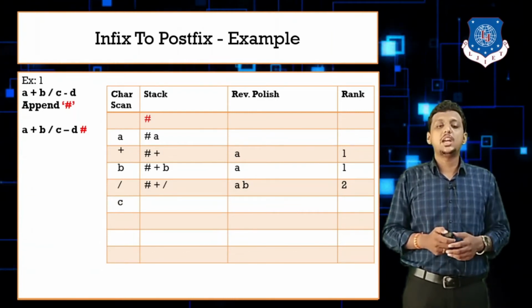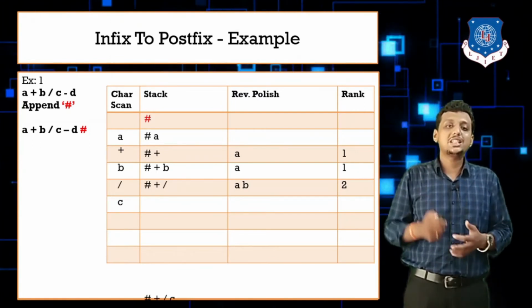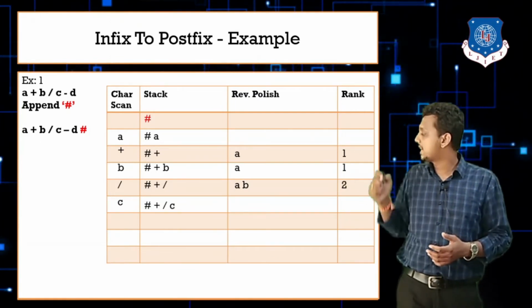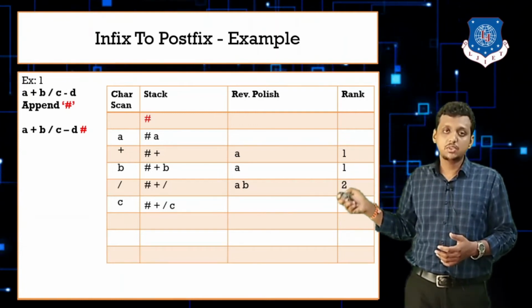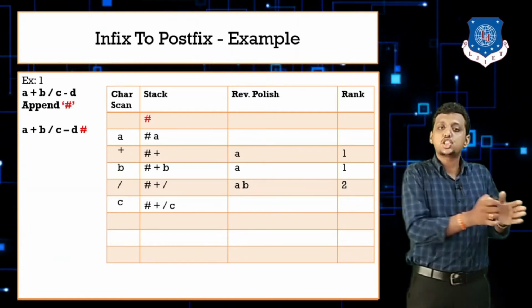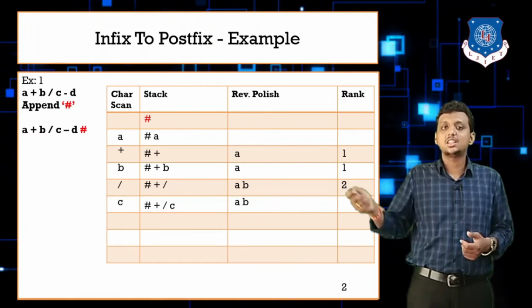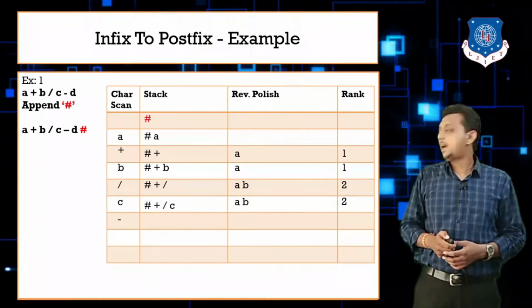Now next we have C with us. Again C is a character, so you just need to push it inside the stack. So my stack becomes hash plus division C, and my reverse polish string becomes AB as it is. That's why the rank is as it is, 2.